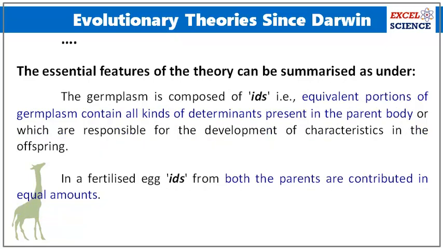The germplasm is composed of IDs, that is, equivalent portions of germplasm contain all kinds of determinants present in the parent body, which are responsible for the development of characteristics in the offspring. In a fertilized egg, IDs from both the parents are contributed in equal amounts.